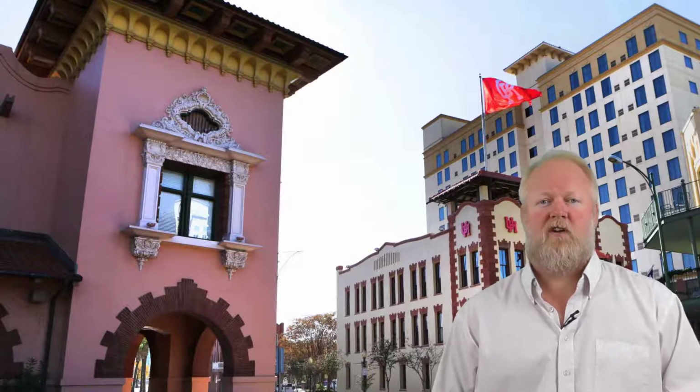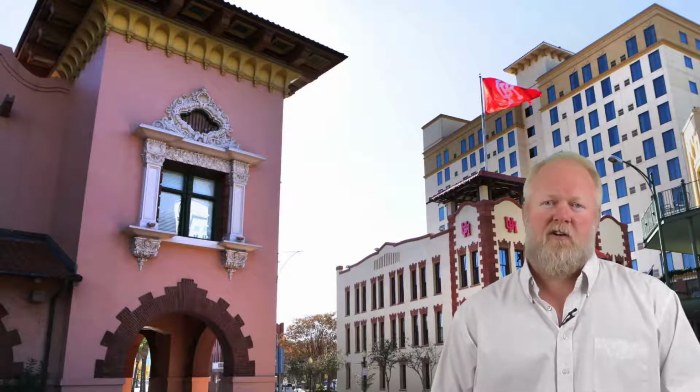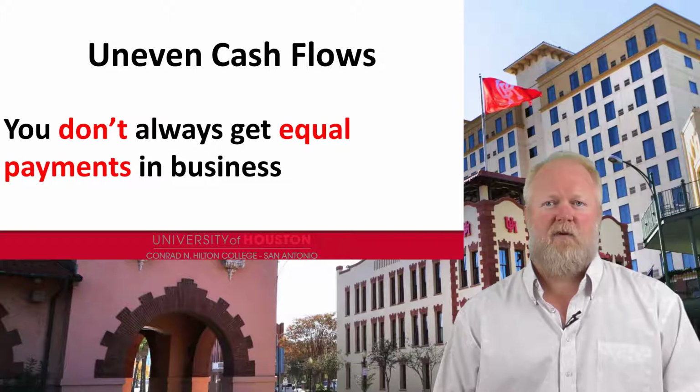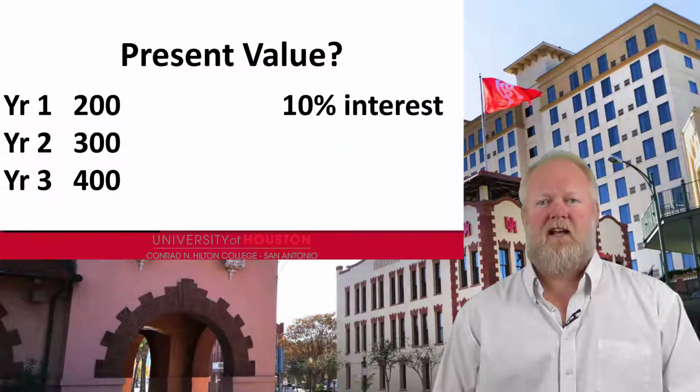Now, so far we've been talking about getting the same payment over and over again when we talk about annuities. But you don't always get the same payment. Sometimes you're going to get uneven cash flows. And I'll give you an example. Let's say we were going to get $200 1 year from now, $300 2 years from now, and $400 3 years from now. And currently our money makes 10% interest. What would be the present value of that?